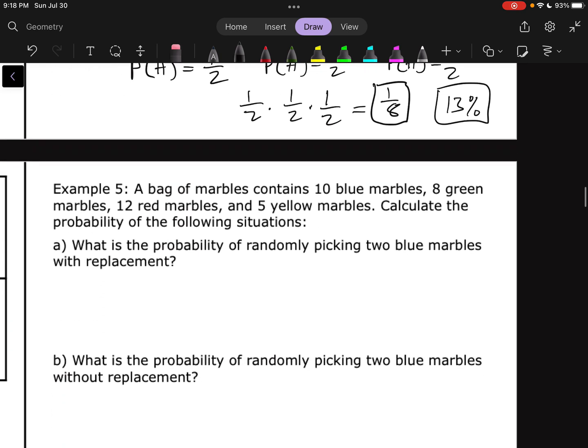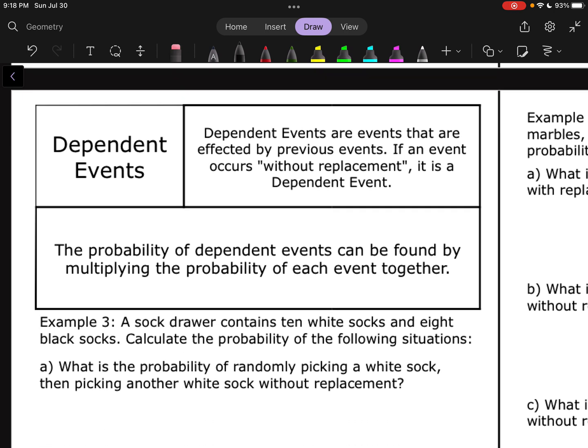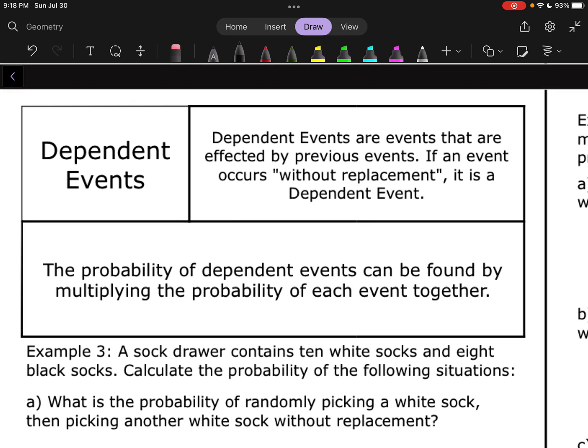Let's go to the inside here, where we got some dependent events. Now, dependent events are events that are affected by previous events. They are affected. And if we see the phrase "without replacement," it is a dependent event.